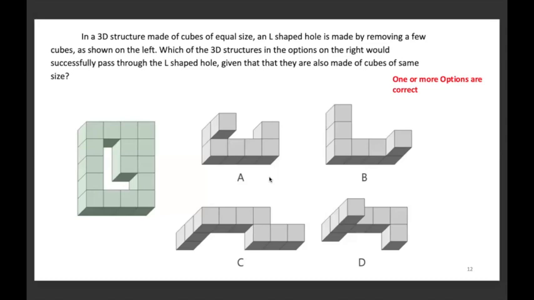Now, option A. In the case of option A, when I pass through this part and look at this view, it will be an L of 2 by 2 units. That 2 by 2 L will easily pass through here. So yes, A works. With option B, when I pass through this part from the same side, I will be able to pass through a 3 by 2 unit, which will pass through this whole hole like this. It will pass through the whole hole easily.